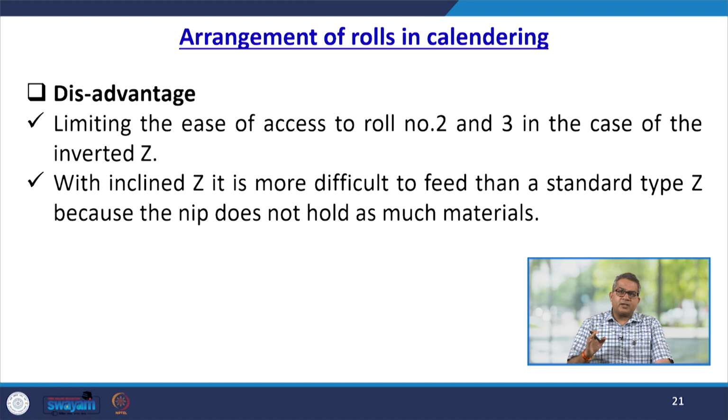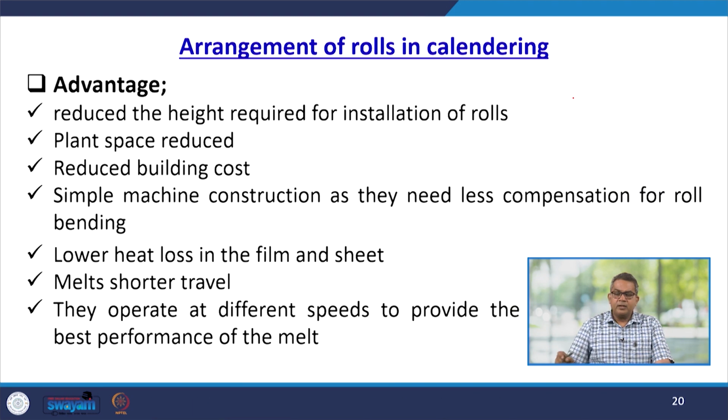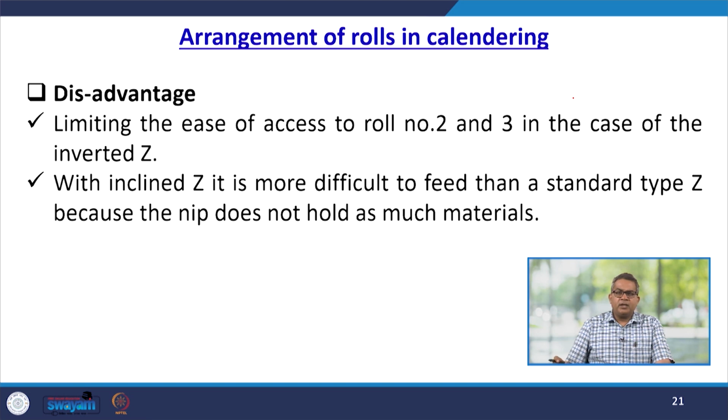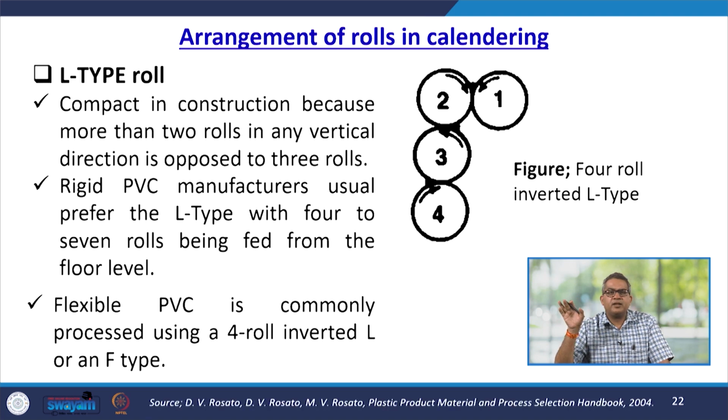The limiting of the ease of access for roll number 2 here, and 3 in the case of the inverted Z, and with the inclined Z, it is more difficult to feed than the standard type Z because the nip does not hold as much material.